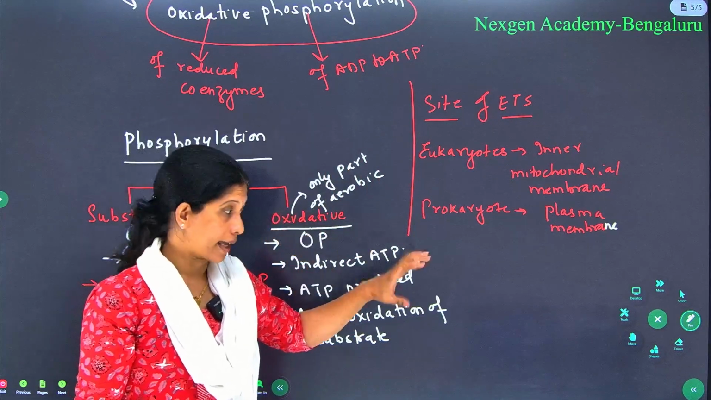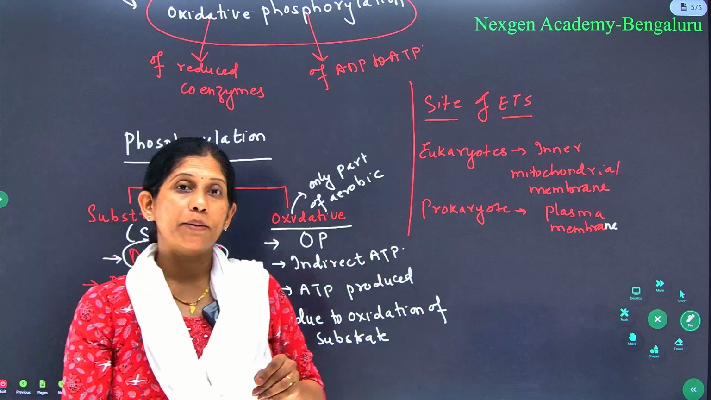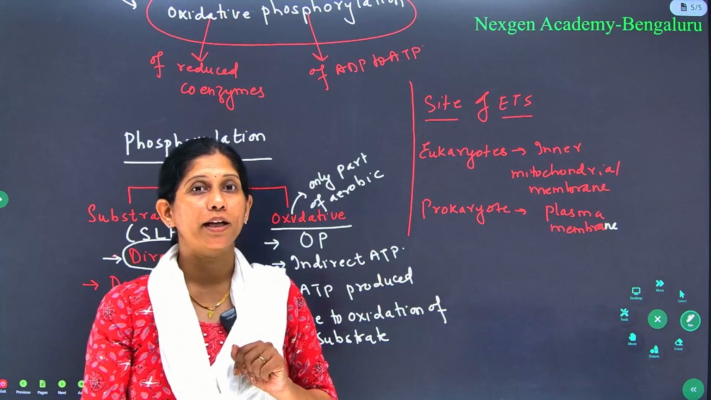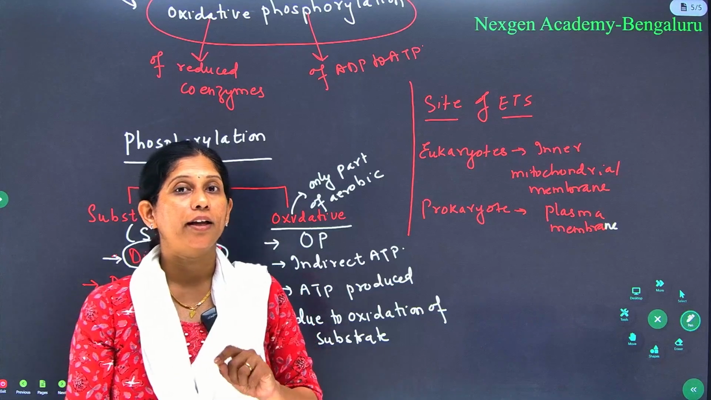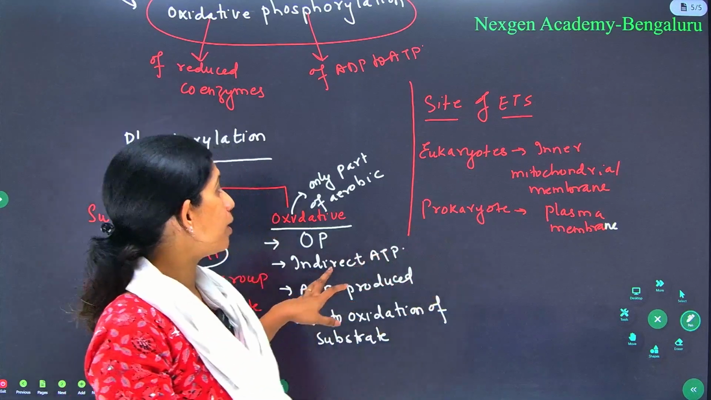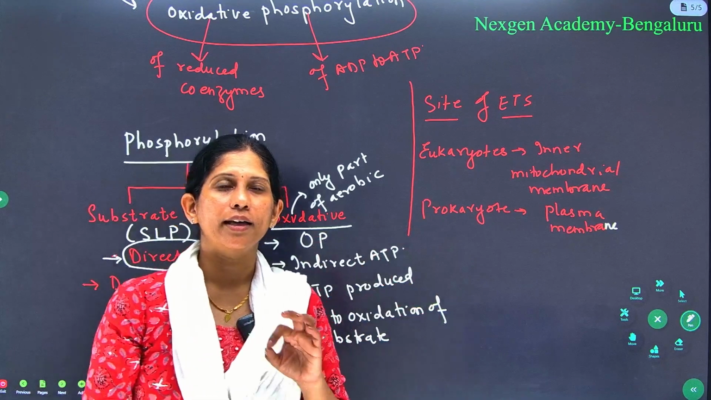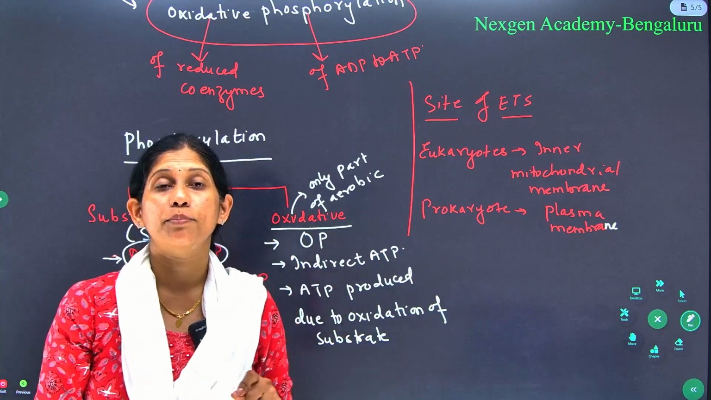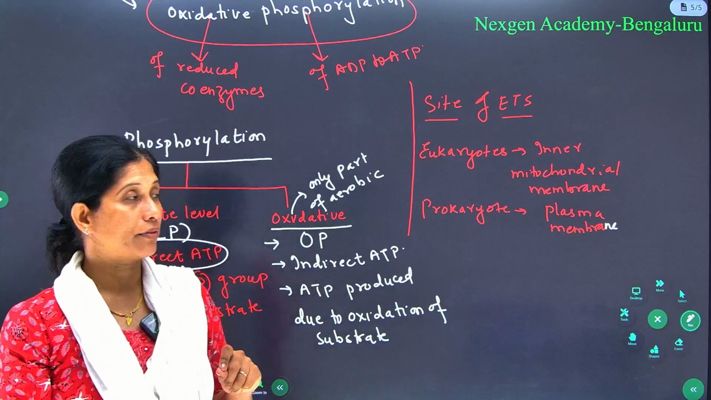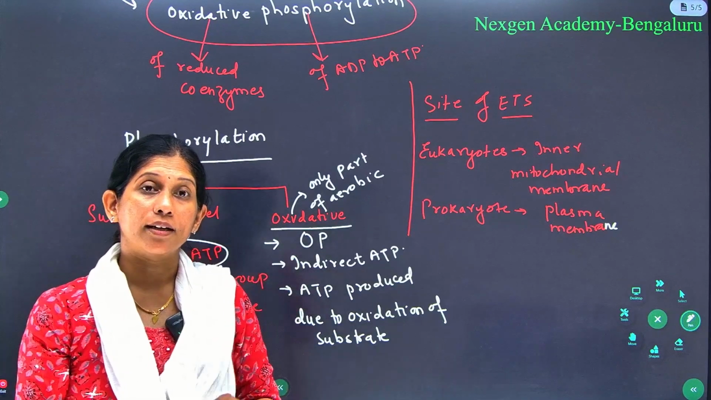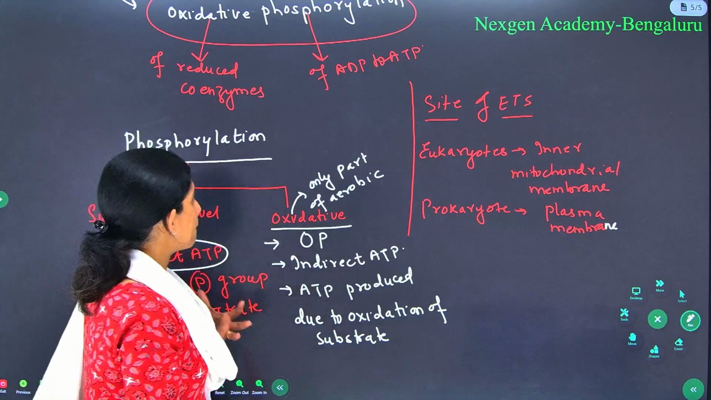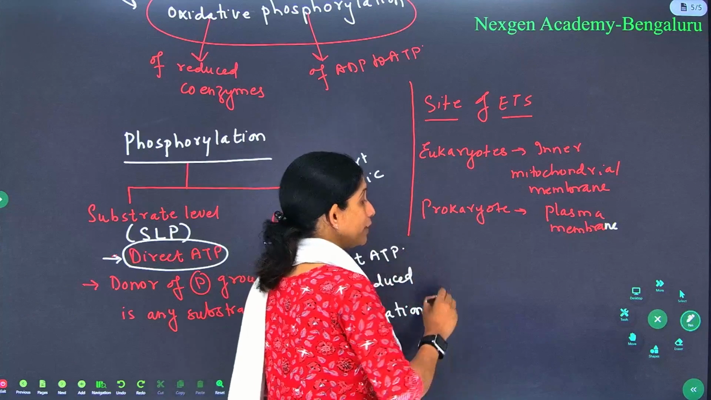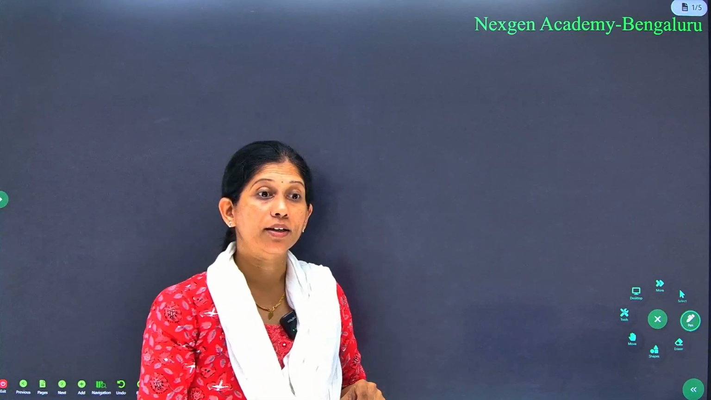Always, and again I am repeating, we should keep it in mind: ETS happens only during aerobic respiration. It is not a part of anaerobic respiration. So this is all about the general idea of what we mean by ETS and how it is beneficial in the process of aerobic respiration. As we have discussed, ETS helps to generate maximum ATP. So when I say maximum ATP, how much ATP is generated as a result of ETS?